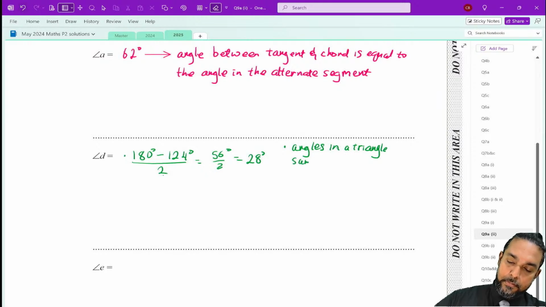Sum to 180 means they add up to 180 degrees, and base angles of an isosceles triangle.